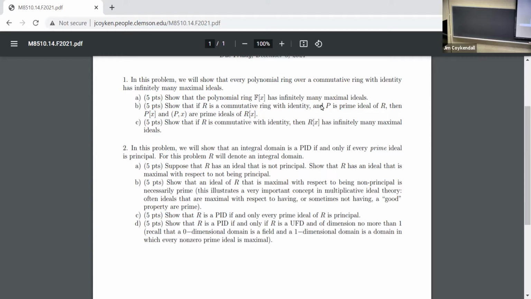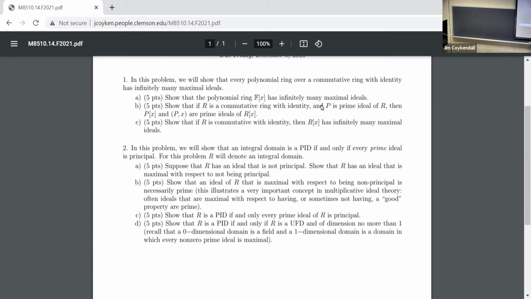This is actually an important kind of theme that happens in commutative algebra a lot. Often ideals that are maximal with respect to having, or sometimes not having, some kind of nice property are prime. C, show that R is a PID if and only if every prime ideal is principal. So use what you've done in A and B and build on that. Of course, one direction of this is easy, the other direction is interesting. And D, show that R is a PID, and so this is a nice characterization of this. Really underscores the relationship between PID and UFD. Most of you have seen in a previous algebra course that a principal ideal domain is always a UFD, right?